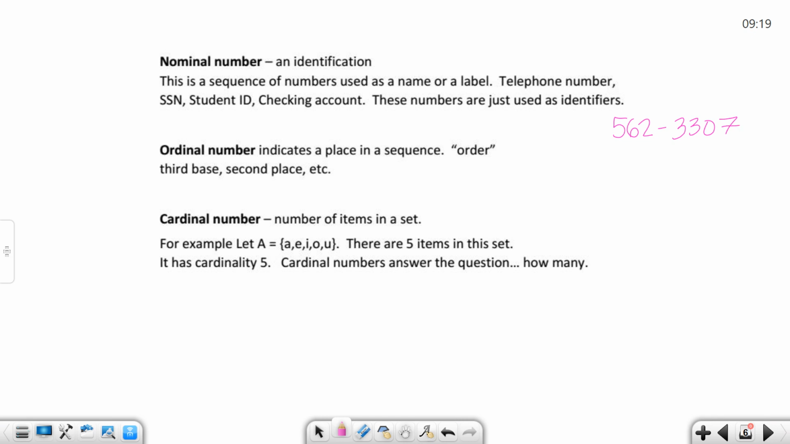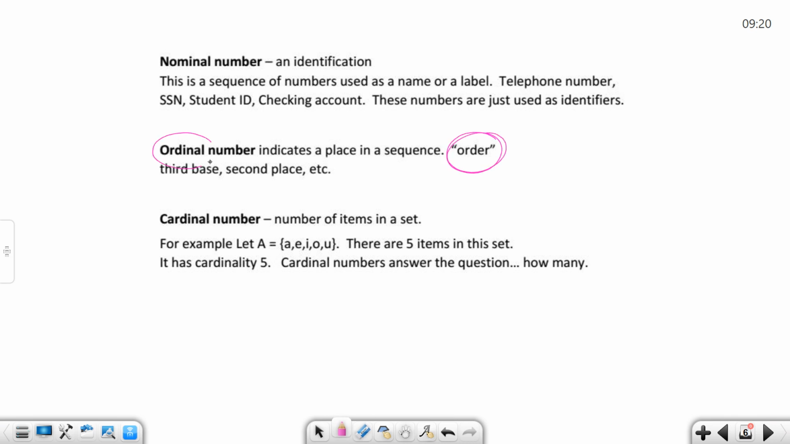562-3307. Now, that's not a counting number, meaning my number's not bigger than Miss Hale's number, or my number's not smaller. It shows no ordering. It's just a number that is identifying a certain phone line, right? And so there's not a place in that. 3307 doesn't mean I'm more than the next room or so forth. That's just an identification.